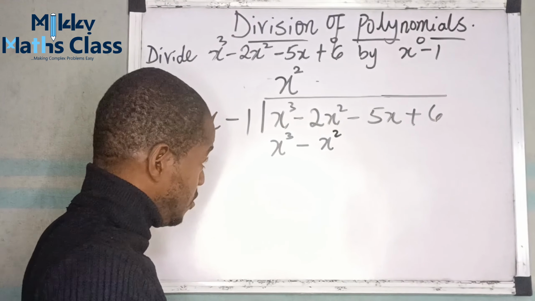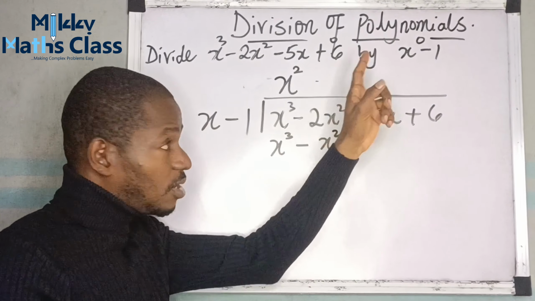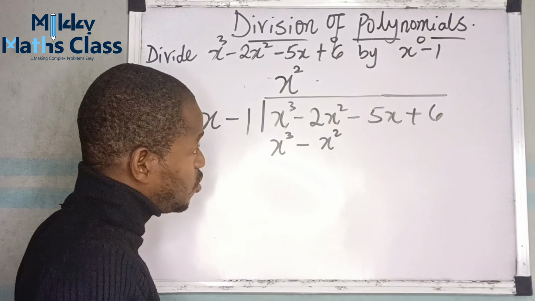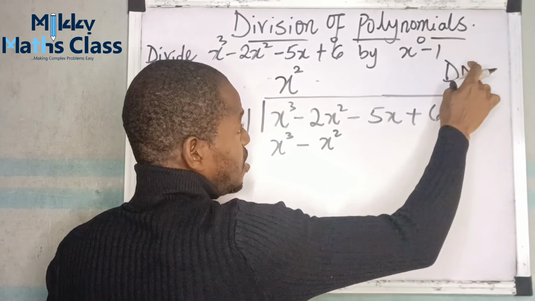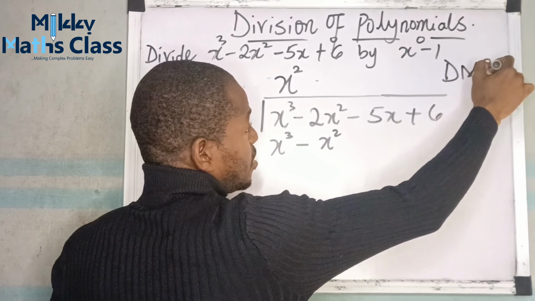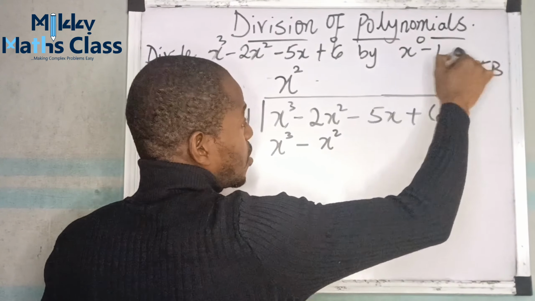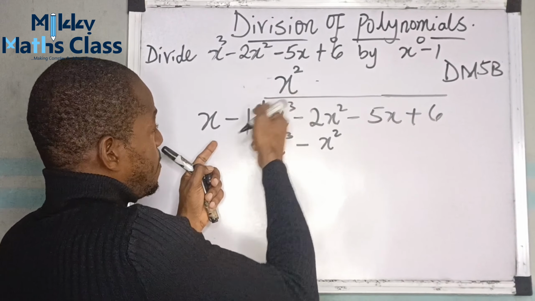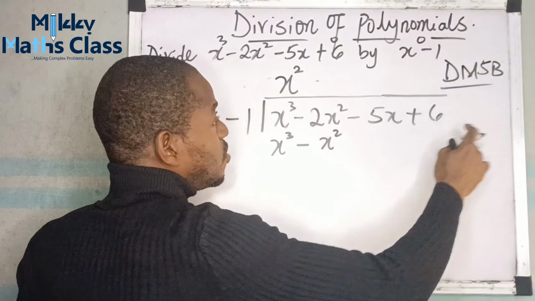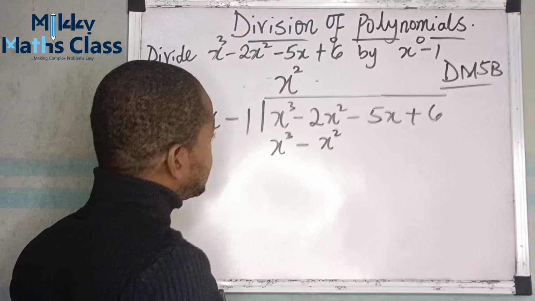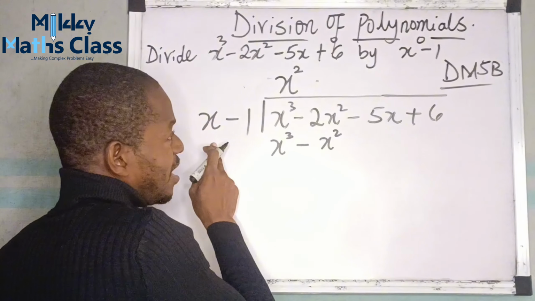If you don't know how to do long division, you can check out our video on long division. Click this link above. When we looked at division of normal numbers, we said divide, multiply, subtract, bring down, then divide, multiply, subtract, bring down again. This is the formula when you are using long division to divide.